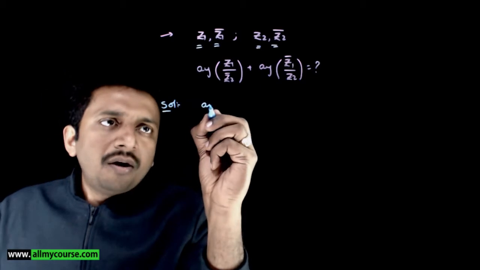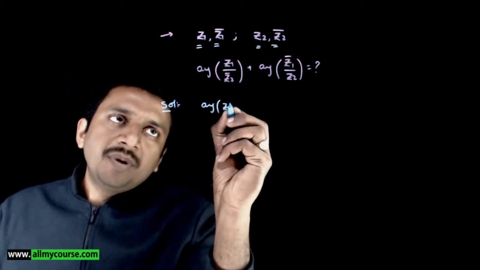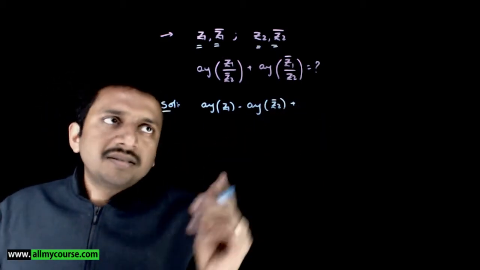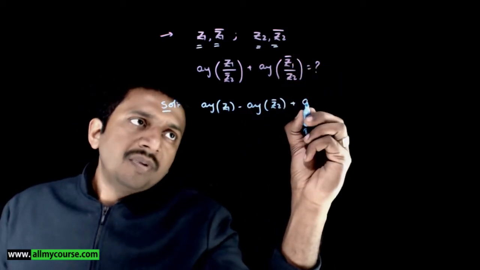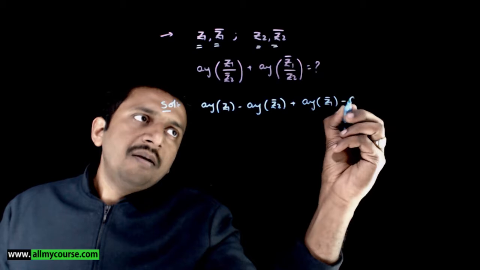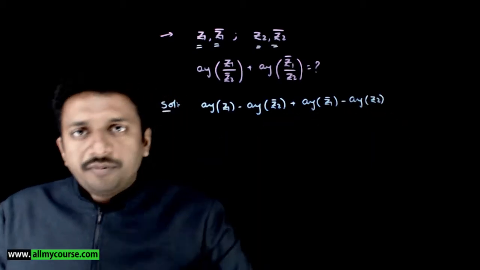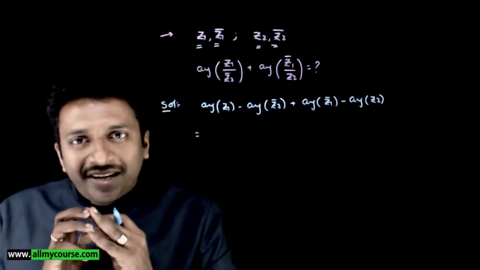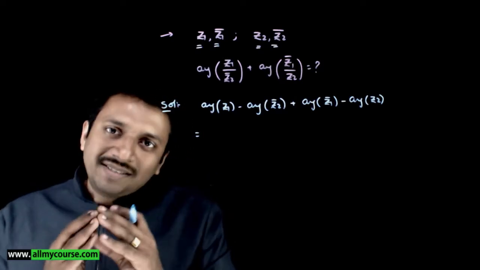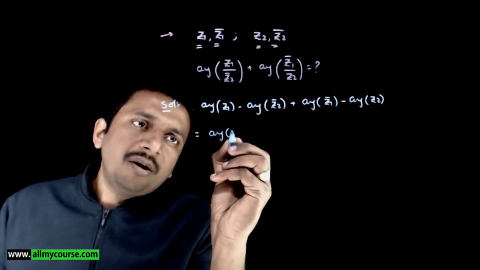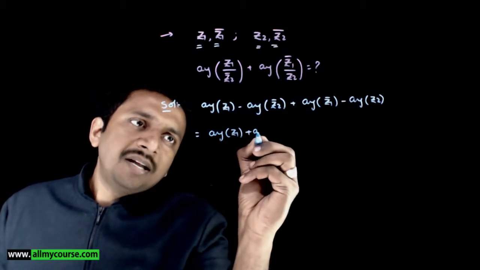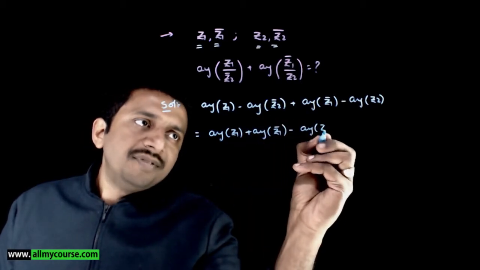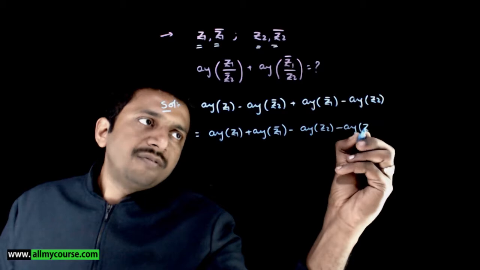So what is argument of z1 by z2 bar? This is argument of z1 minus argument of z2 bar. Plus, what is argument of z1 bar by z2? Argument of z1 bar minus argument of z2. So let us combine the like terms corresponding to z1 and z1 bar and z2 and z2 bar. So this is equal to argument of z1 plus argument of z1 bar minus argument of z2 minus argument of z2 bar.